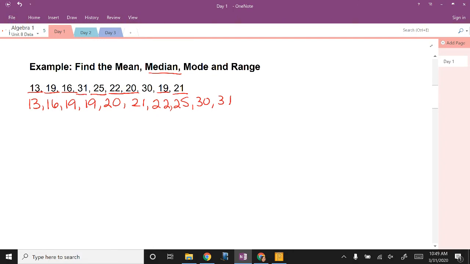I'm going to count and make sure I've got them all. 1, 2, 3, 4, 5, 6, 7, 8, 9, 10. And I have 1, 2, 3, 4, 5, 6, 7, 8, 9, 10. All right, so I think I have them all.